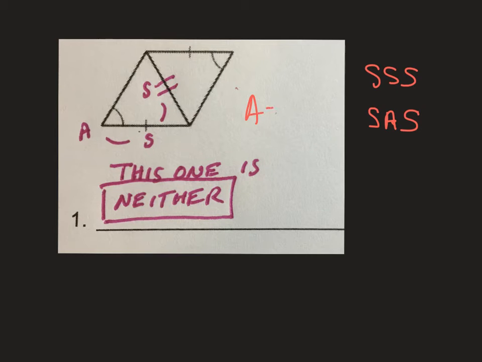So angle, side, side is not one. And so that is neither, since side, side, side, or side, angle, side do not apply. So we cannot show that these are congruent triangles.